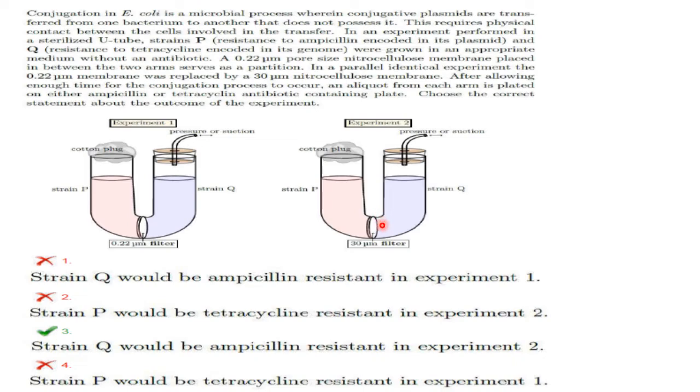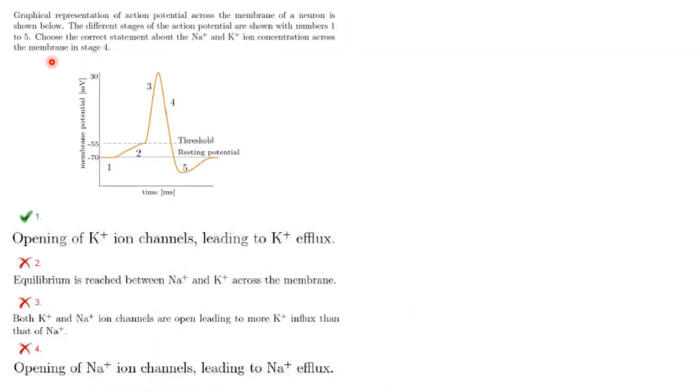Yes, because there is physical contact between the two strains, because the pore size of the membrane is 30 micromolar, and P will transfer its plasmid for ampicillin resistant gene to strain Q, and strain Q would become ampicillin resistant in experiment 2. So that is correct. Strain P would be tetracycline resistant in experiment 1. No, that is also. Then next one.